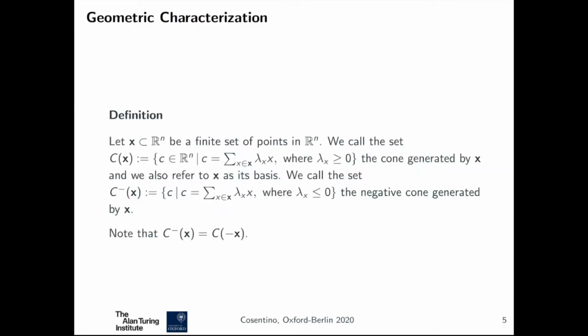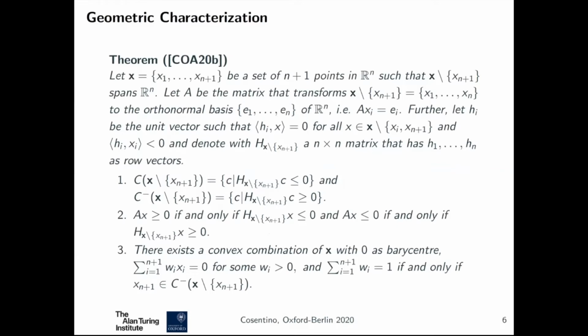So now, defining the cone as usual, and the negative cone, which is the cone where the basis, so the vector x, is composed of the negative vectors of the previous one, we can state and generalize the result I just explained on the figure with this theorem. Here, this theorem essentially gives the characterization with item 3.